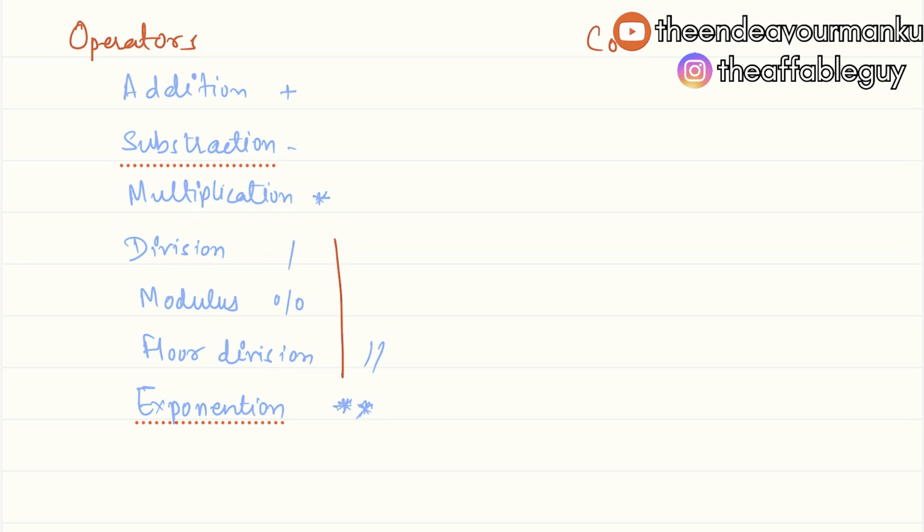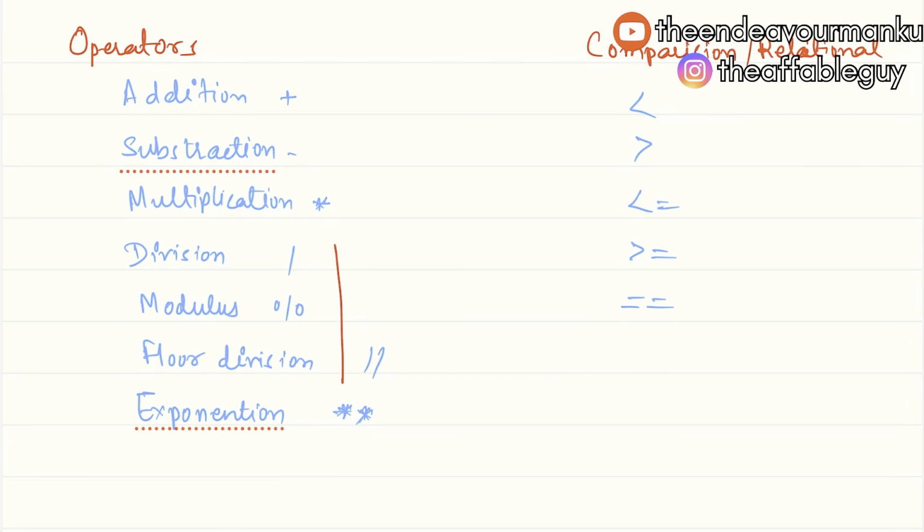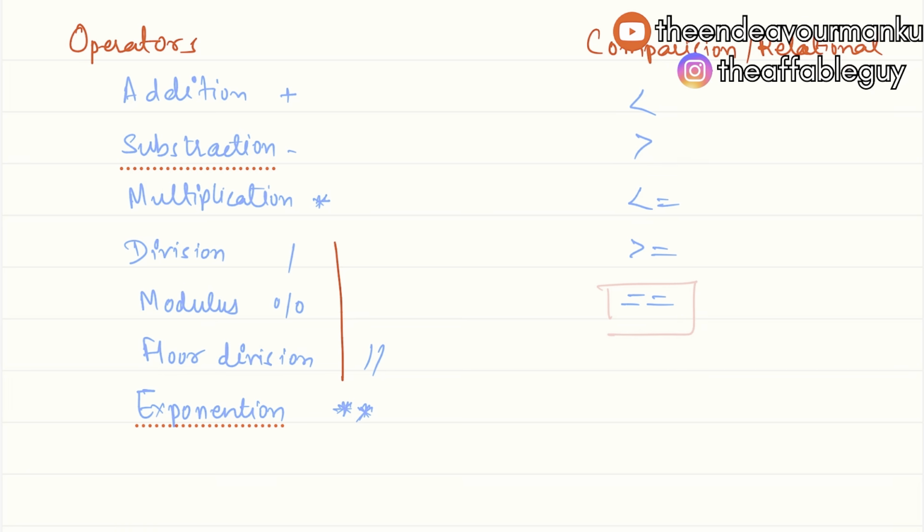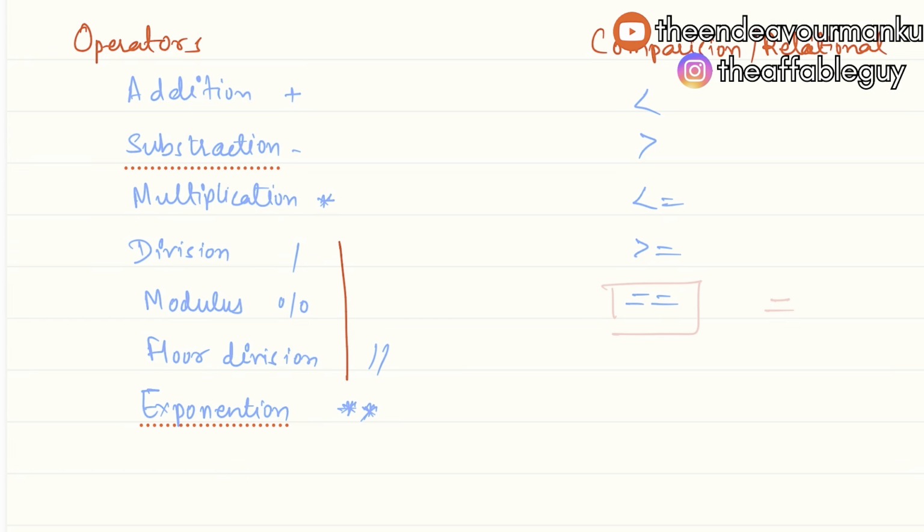Now, comparison or relational operators. That is less than, greater than, less than equals to, greater than equals to, double equals to. This is something important: double equals to, and single equals. We will discuss this during the practicals. And not equals to. These are some basic operators.